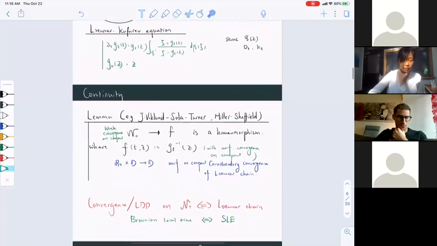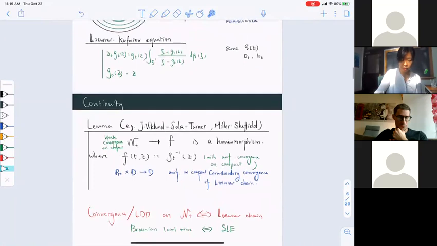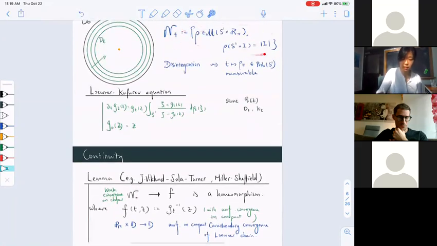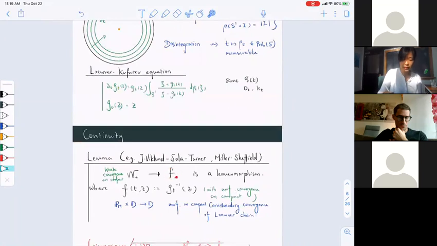For the Loewner-Kufarev equation, one can show, so this has to be classical, but if you want to look at a detailed proof, you can find it in the joint paper with Friedrich, Valenzuela and Amanda Turner, or in the QLE, the quantum Loewner evolution paper by Miller and Sheffield. And the following is the continuity of the Loewner transform.